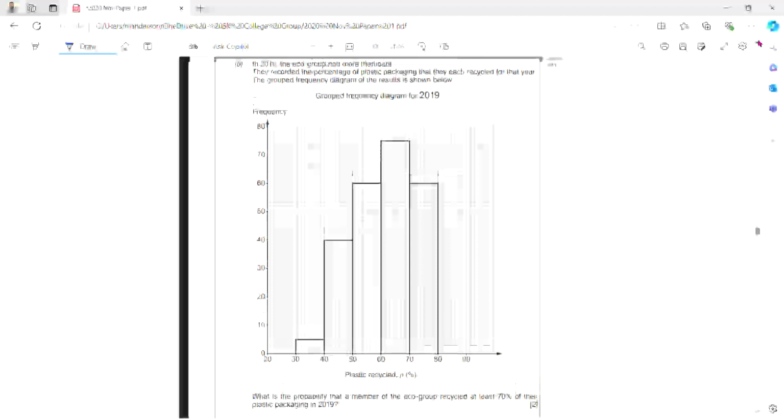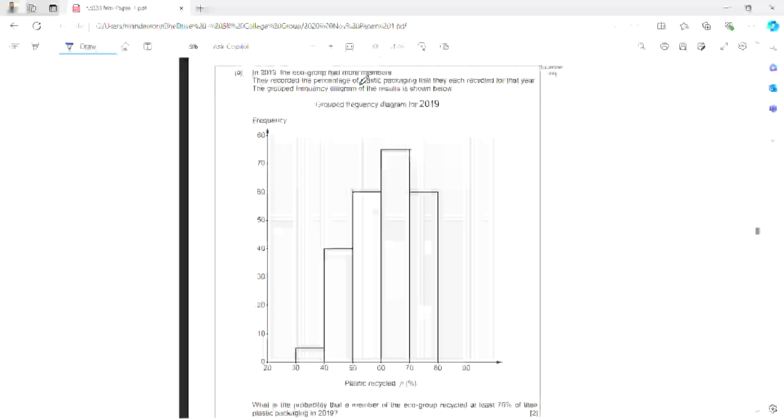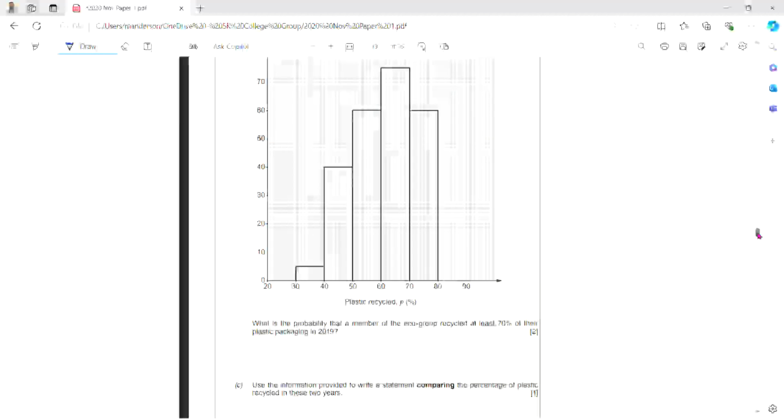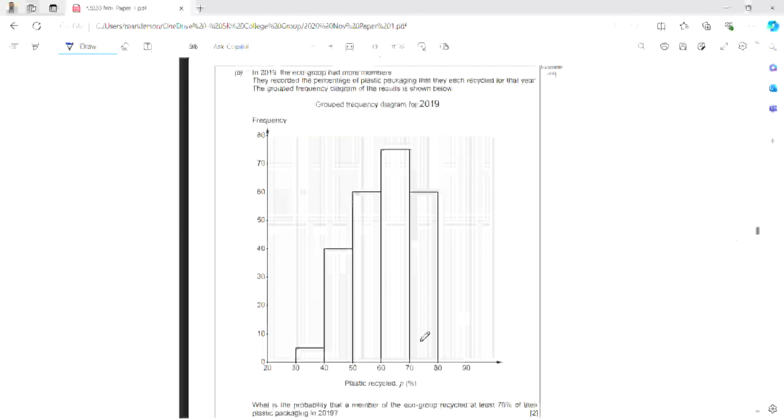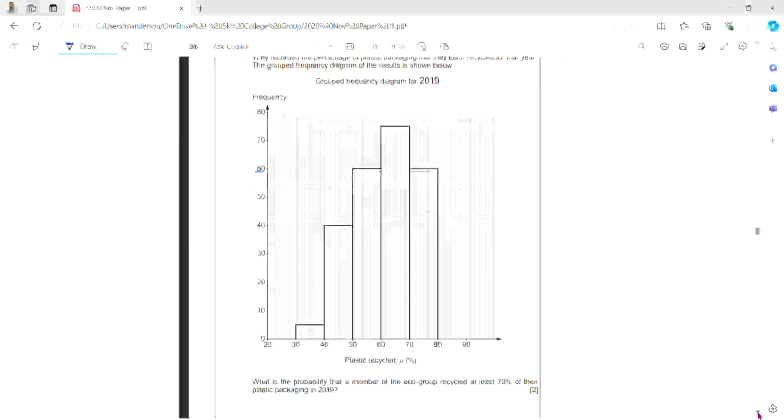We then have the following year, 2019, the eco group had more members. The recycling percentage of the plastic packaging that each recycled in this year is in this diagram. So what is the probability that a member of the eco group recycled at least 70% of their packaging? Okay, so 70% of their packaging, so it's this, which is 60. So there were 60 people.